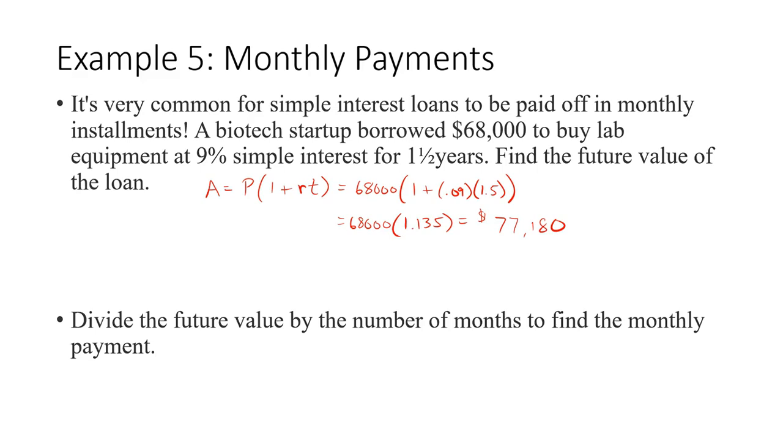To find the monthly payment, we then just want to take this future value of $77,180 and divide by the number of months to find the monthly payment. The number of months in 1.5 years is 12 plus 6, or 18. And so if we divide this by 18, the monthly payment would be $4,287.78.